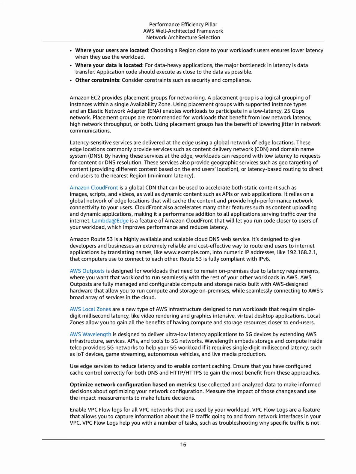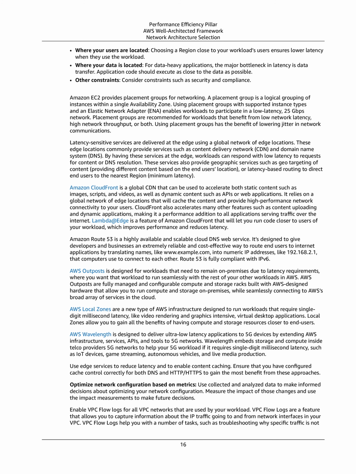Use edge services to reduce latency and to enable content caching. Ensure that you have configured cache control correctly for both DNS and HTTP/HTTPS to gain the most benefit from these approaches. Optimize network configuration based on metrics. Use collected and analyzed data to make informed decisions about optimizing your network configuration. Measure the impact of those changes and use the impact measurements to make future decisions.